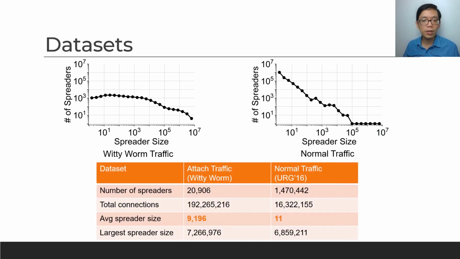The difference is that in the attack traffic, the number of spreaders is quite small, but each spreader is a huge spreader. It connected with a huge number of PCs. With the normal traffic, the number of spreaders is huge, but each PC is just connected to some favorite connections. So the average spreader size is just 11, compared to 9,000 in the attack traffic.